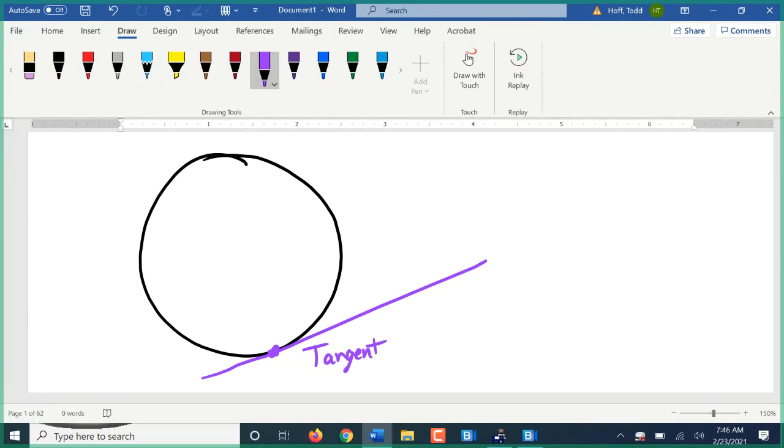If the line actually cuts through the circle, whether it starts in the circle and goes out, or if it starts outside the circle, goes completely through and out the other side, it is called a secant.